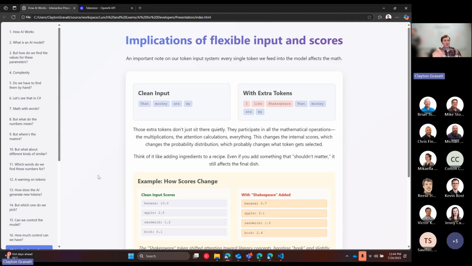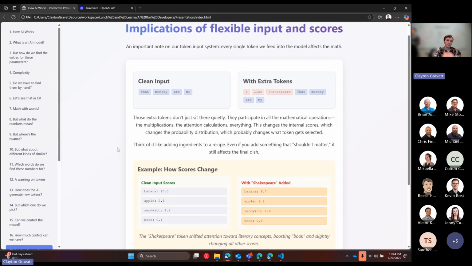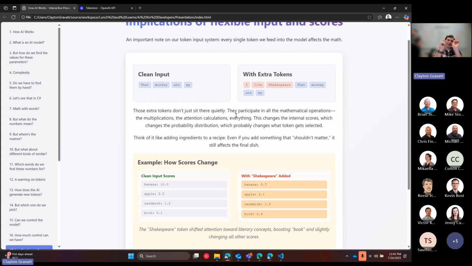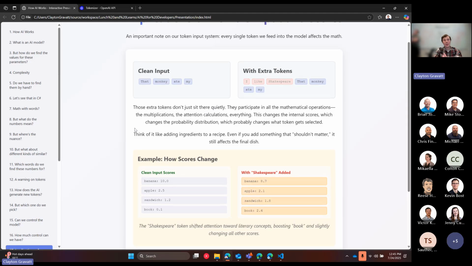Those extra tokens, let's say I'm asking you that same thing. That monkey ate my, one example, and then let's say I ask Copilot in another window, I like Shakespeare, that monkey ate my, what is it going to calculate next? Well, if we go through the calculations, we would think that this wouldn't be relevant, but there are still these tokens and their embeddings participating in those multiplications, and it can have an effect on the internal scores being generated, which will affect that probability distribution, which will probably change what token gets selected.